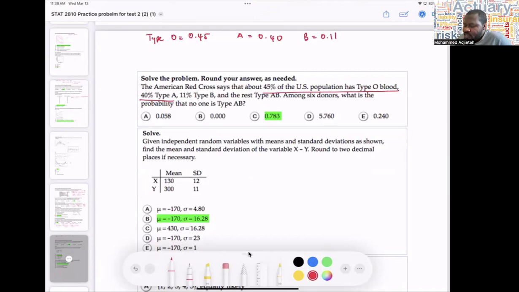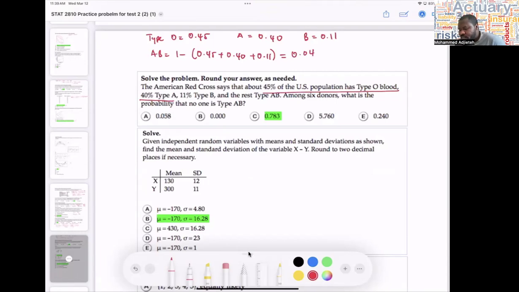So how do we get that? The rest AB. So it's going to be 1 minus 0.45 plus 0.40 plus 0.11. So what is that going to be? 0.45 plus 0.4 is 0.85, plus 0.11 is 0.96. 1 minus that gives you 0.04. That means these are AB.